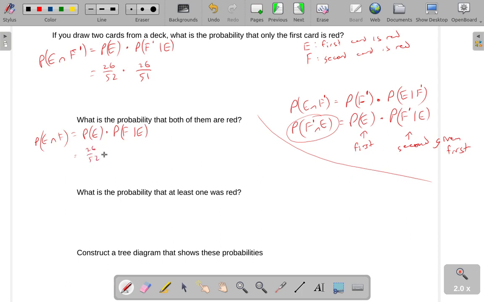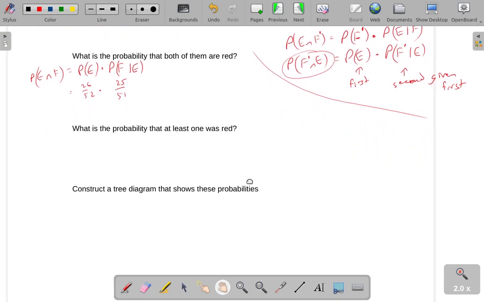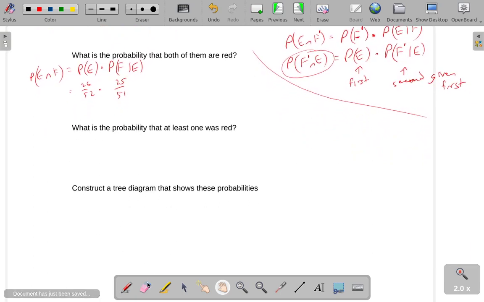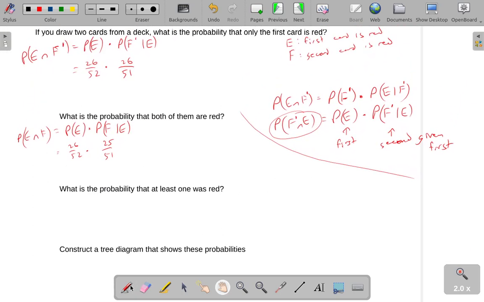The probability of the first card is red. The probability of the second card is red, given that the first one is red, would be 25 out of 51. That's actually what we did in a previous video. And this multiplication would give us the probability that both of them are red. Maybe I should actually multiply these together, because I think I'm going to be using those numbers in a little bit. Let me think of this.